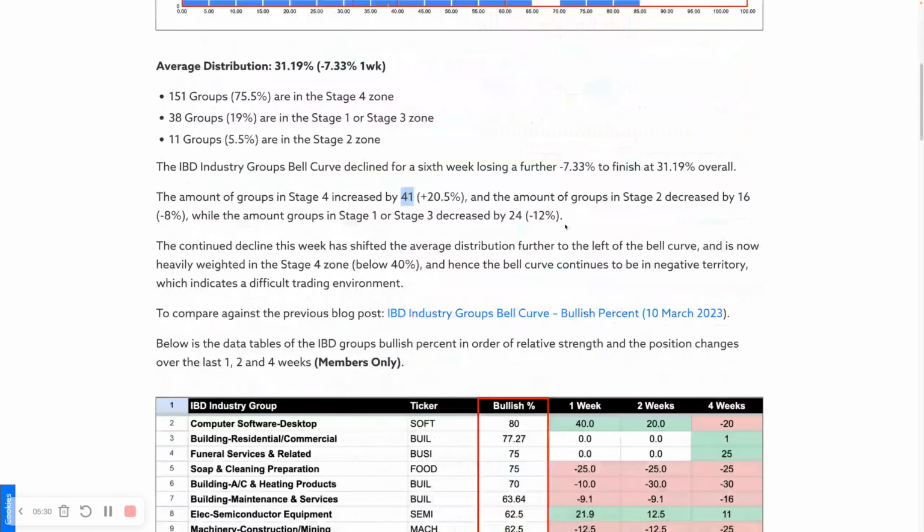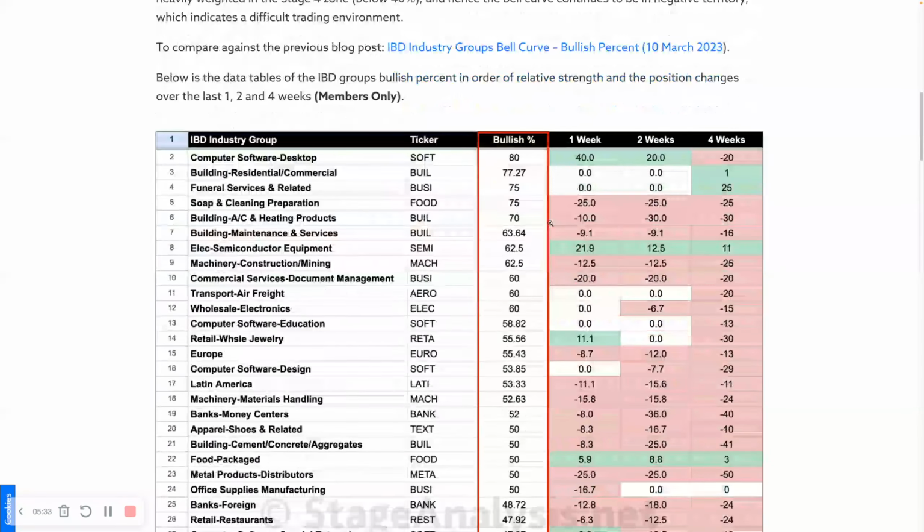If we scroll down and have a look at the groups that are leading on a bullish percent basis at the moment, you can see computer software desktop has moved. We've got 80% of stocks on a positive bullish percent score in that one. We've got building residential, funeral services, soap cleaning preparation, a few other building groups, electric, semiconductors, equipment in there, machine construction and mining, and a few other software ones in there too.